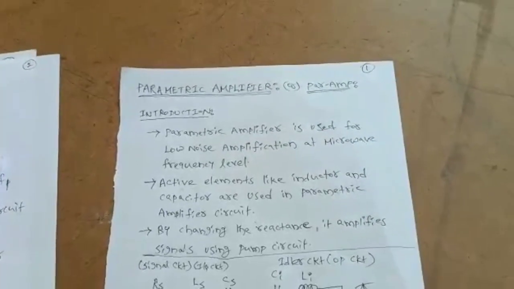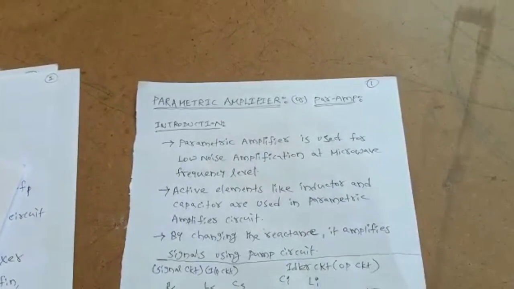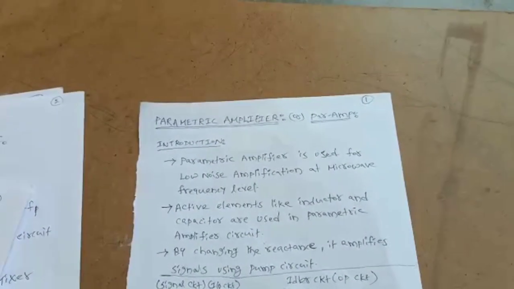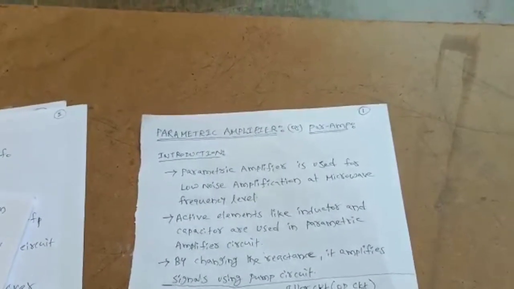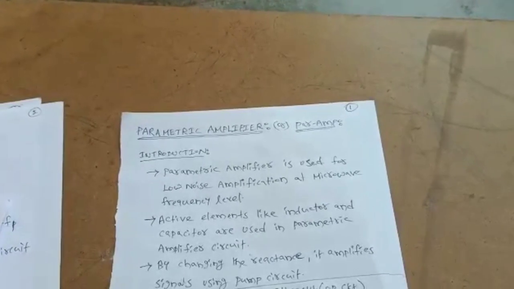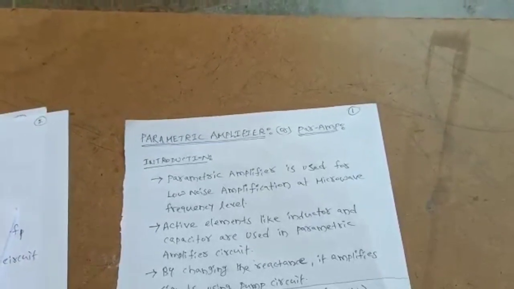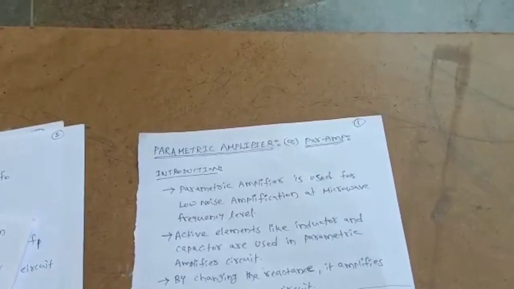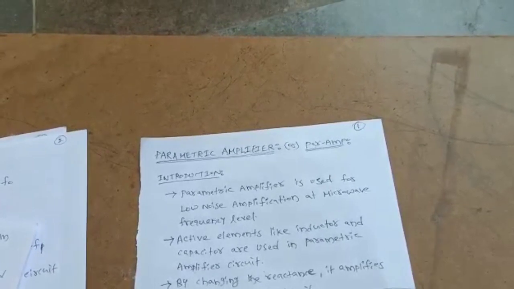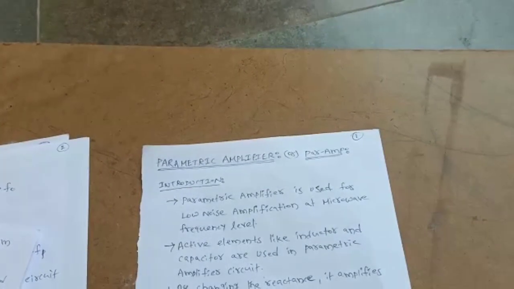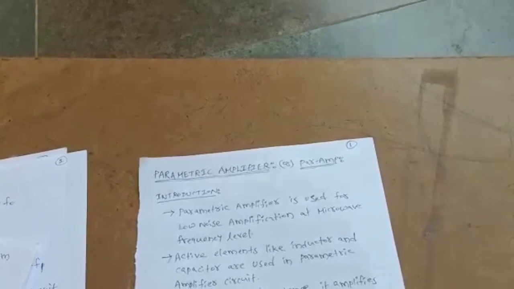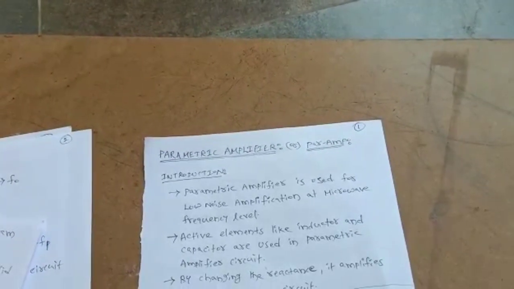Hello students, in this video I am going to explain parametric amplifiers from unit 5, that is microwave solid state devices. I am going to explain the introduction to the parametric amplifier, next the circuit diagram and working principle of the parametric amplifier, then finally advantages, disadvantages and some applications of the parametric amplifier.